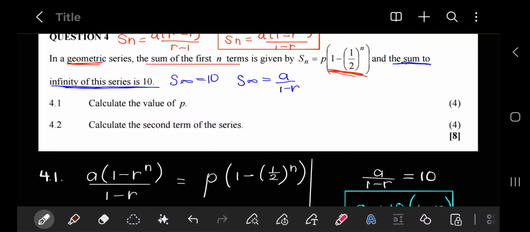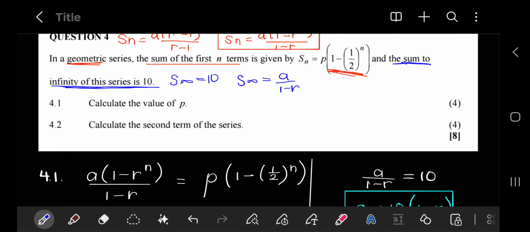Okay, so looking at the next question, 4.2, calculate the second term of the series. Now, there's actually different ways that this can be done. Since you know what r is, you can easily calculate a, and then you could get the general term and use that. Or you could use the fact that term 2 is equal to ar. But there is another method that I want to show you, and the reason why is because this is something that is often tested, but it doesn't really show up as a set formula.